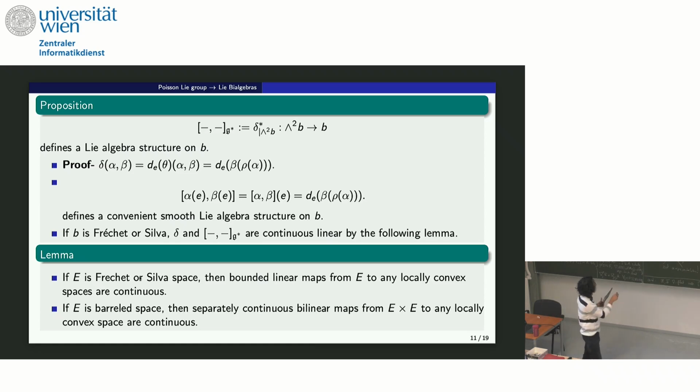But if you assume that B is Fréchet or Silva, you can show that this map is also continuous. So you will get a continuous Lie bialgebra structure on G.